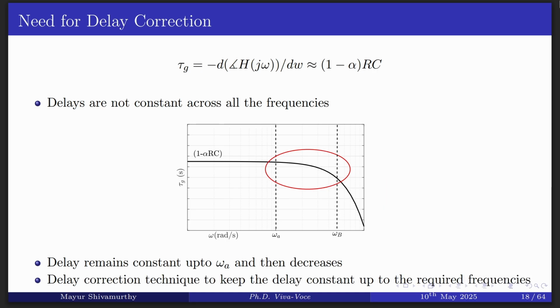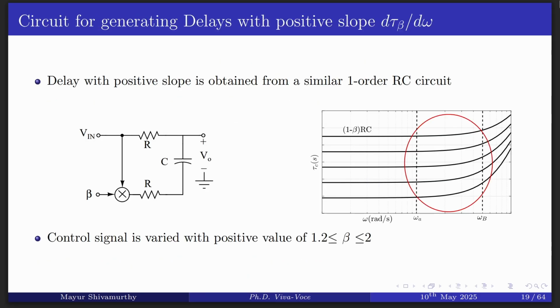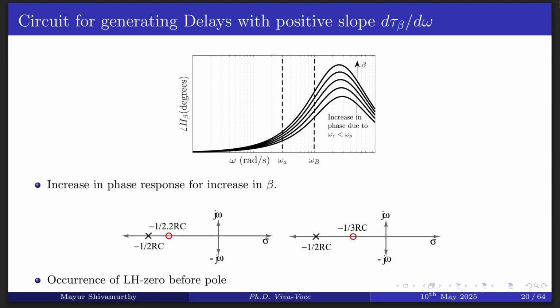The answer is we use a similar first order circuit, like the previous circuit with the Miller effect, but with a different set of control signal beta, where beta ranges from 1.2 to 2. In this case, one can see that the delay increases from omega A to omega B within this region. And why is this happening? That can be understood from the phase response as well as from the pole zero plot. As the left hand side zero occurs before the pole, there is an increase in the phase, and that's why we see this increase in the delay response.